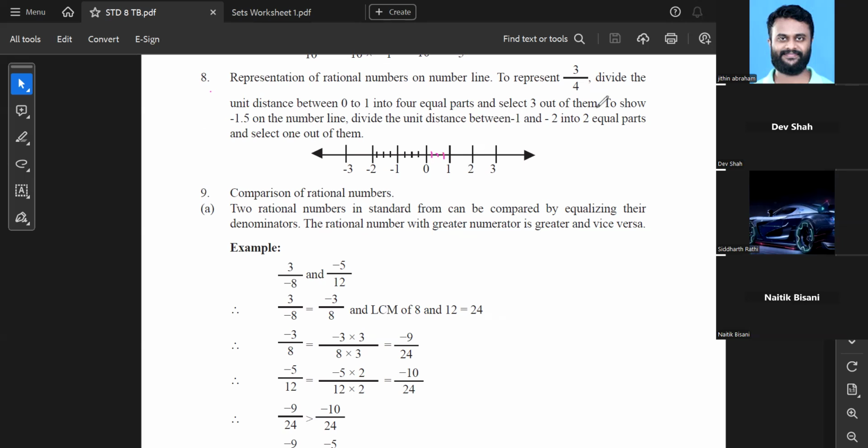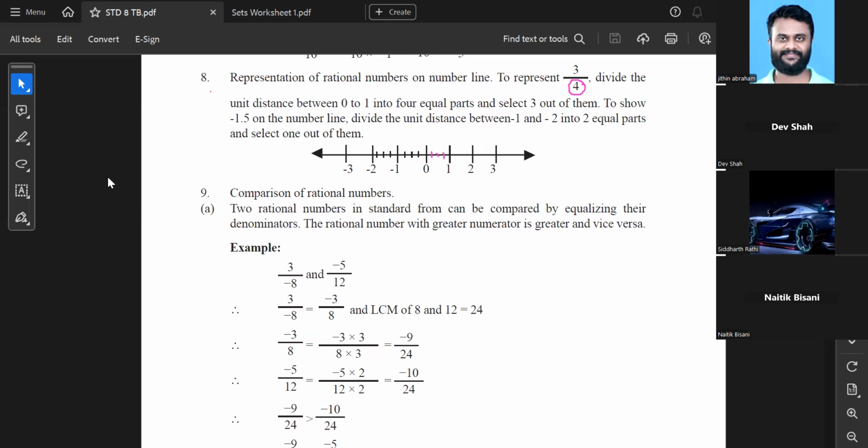So you'll ask me, sir, why 4 parts? Because the denominator is 4. 3 upon 4, this is 4. And select 3 out of them. Since this is one part, as you can see, I'll use another color or maybe this marker.